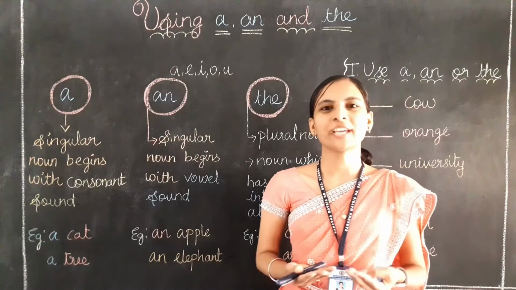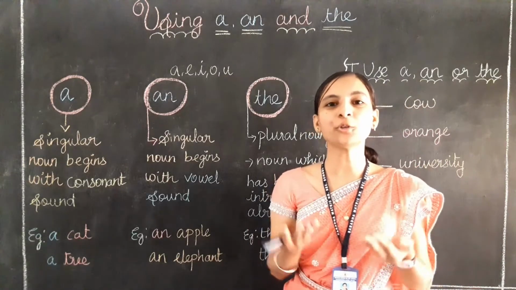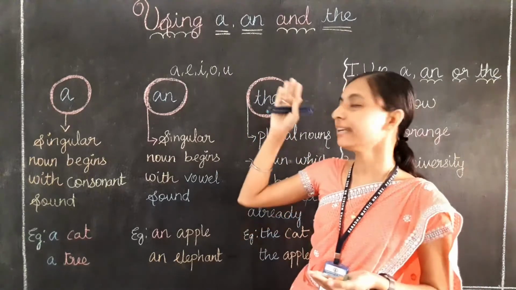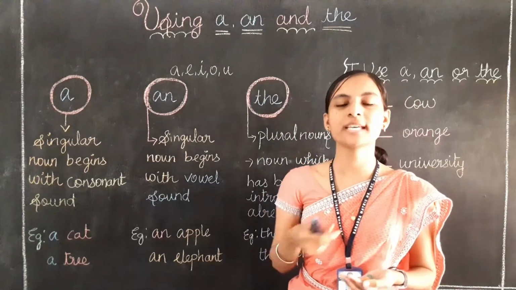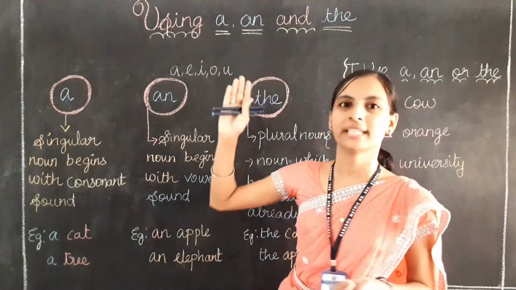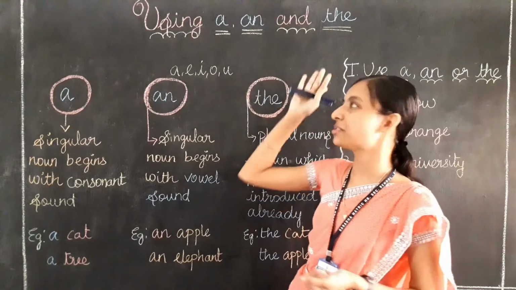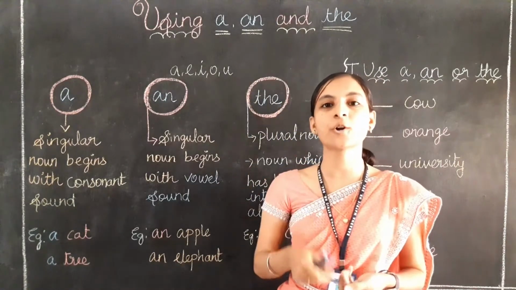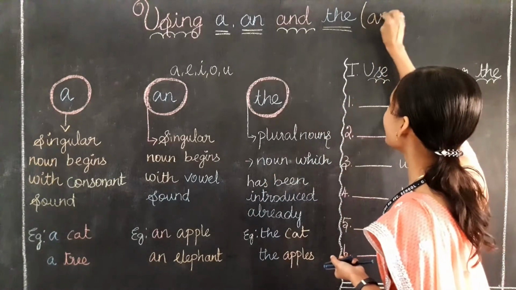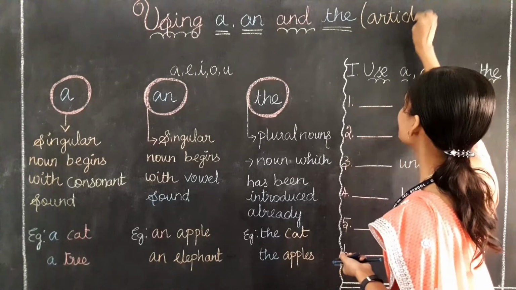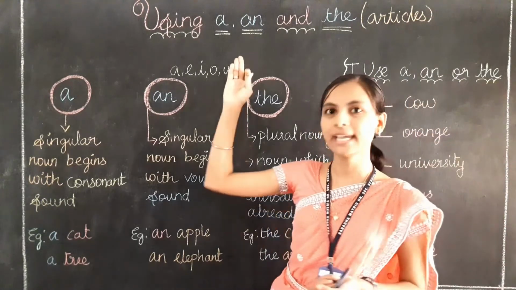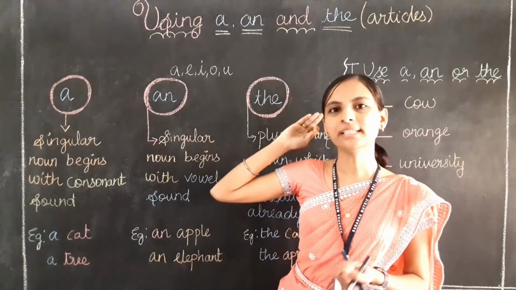Hello students, today we are going to learn how to use article A and the. They are also called articles, but in third standard you are going to learn the use of A and the only. But these three words are also called articles. In this video, you are going to learn about how to use article A, article an and article the.